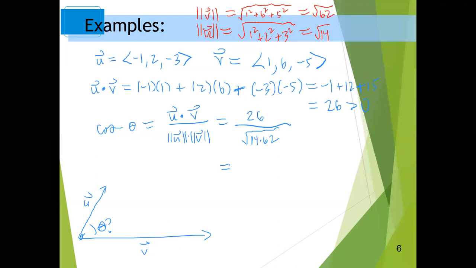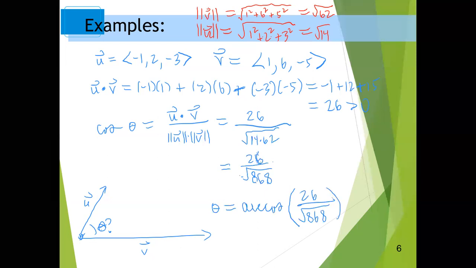868? Yeah, so it's going to be 26, right? So 26 over the square root of 868. 868, okay? And so theta is going to be equal to the arc cosine of this thing right here, 26 over the square root of 868. Okay, and can someone compute that?